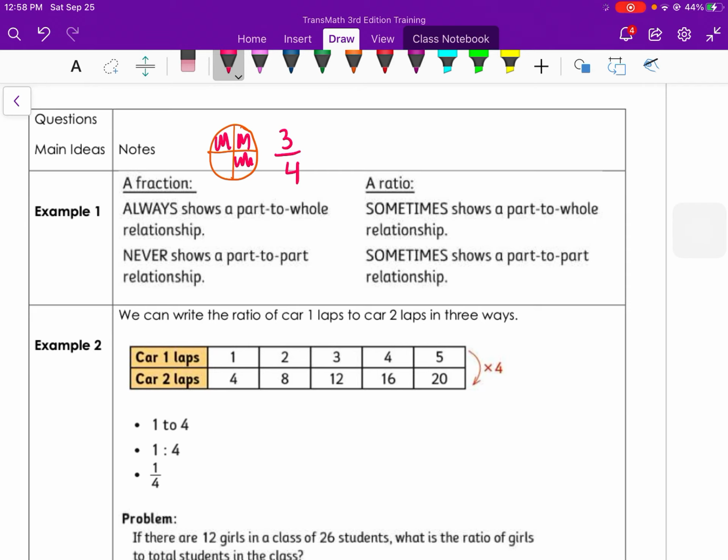A ratio, on the other hand, sometimes shows a part to whole relationship, but sometimes shows a part to part relationship. And we'll look at that more in detail as the lesson goes on.